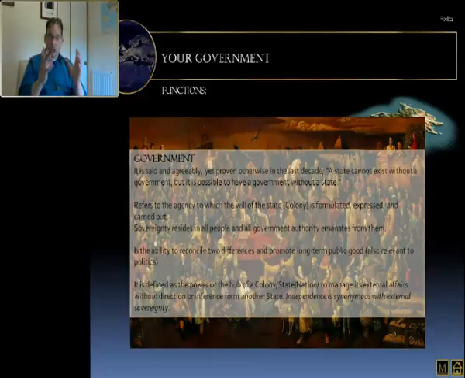Which basically it is said, and agreeably yet proven otherwise in the last decade, a state cannot exist without a government, but it is possible to have a government without a state. It refers to the agency through which the will of the state or colony is formulated, expressed, and carried out. Sovereignty resides in all people, and all government authority emanates from them.